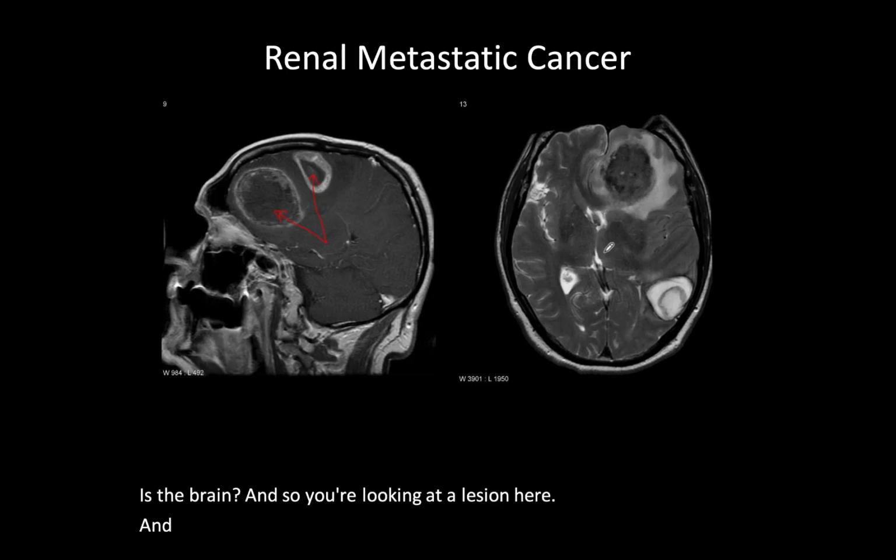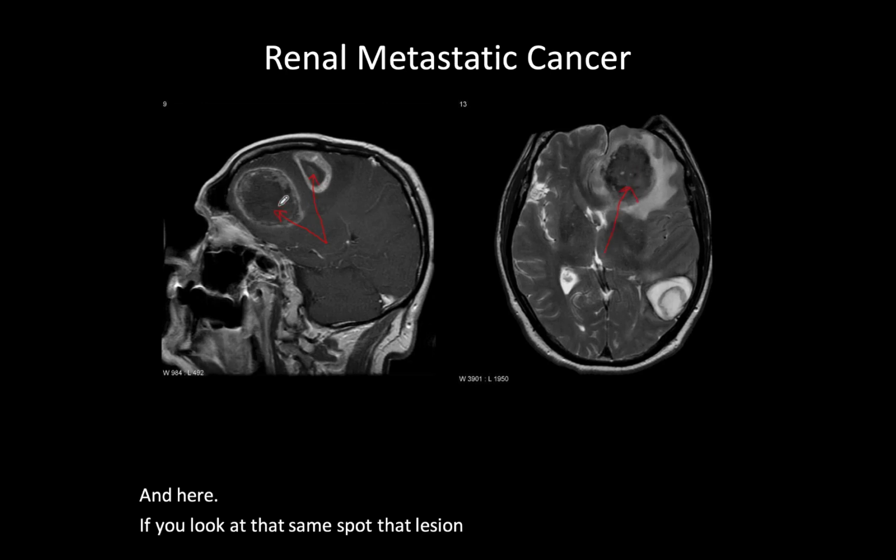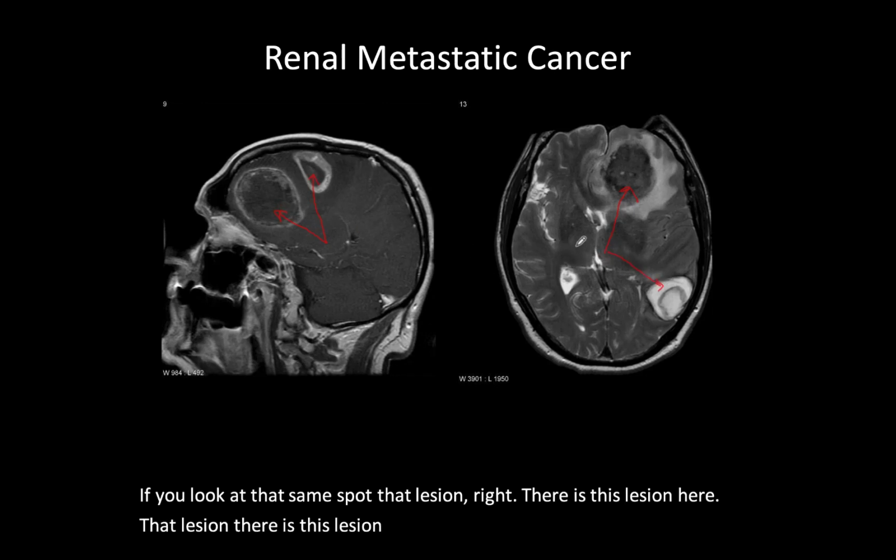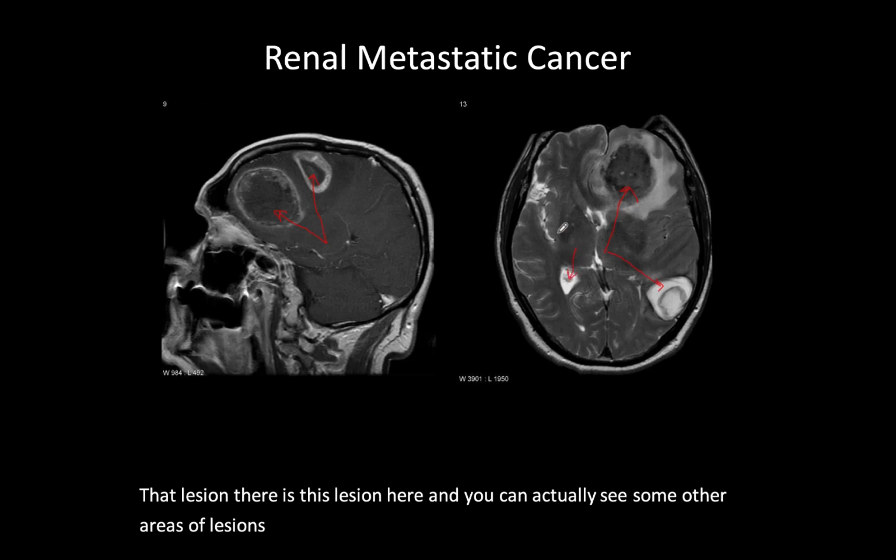And so you're looking at a lesion here and here. If you look at that same spot, that lesion right there is this lesion here. That lesion there is this lesion here. And you can see some other areas of lesions as well. This is another area here. This is another area there. And this is not brain cancer.